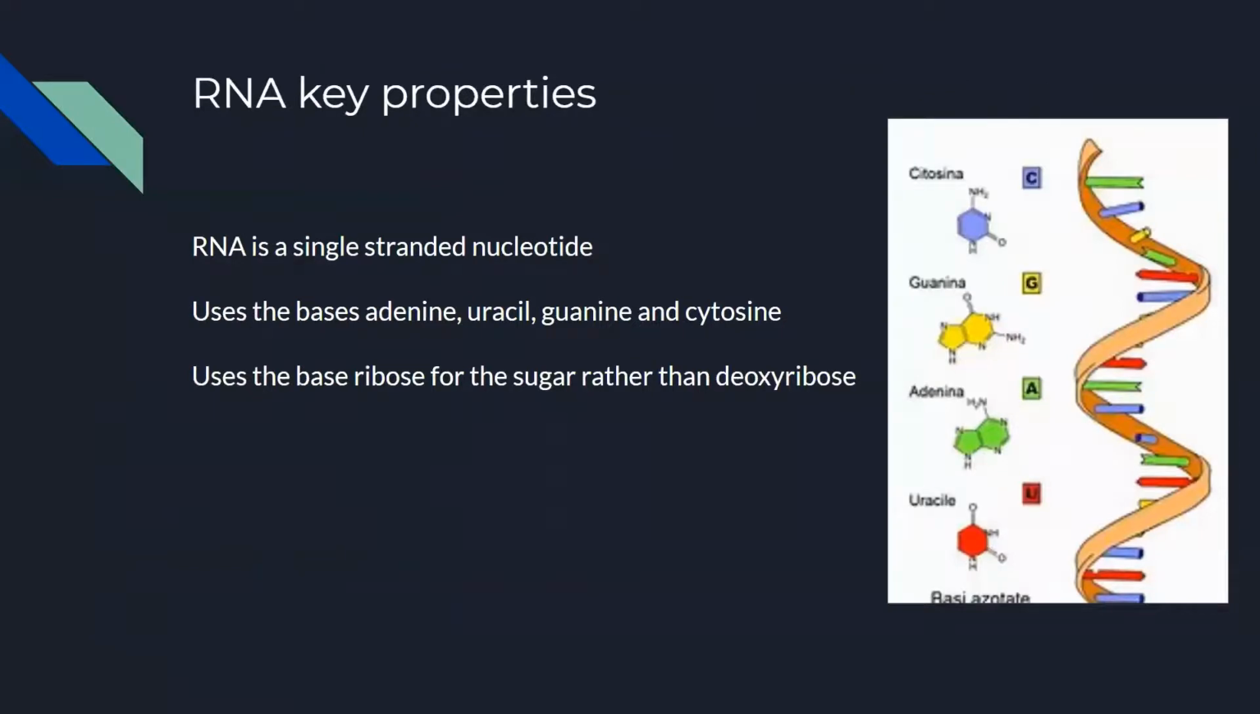So what is RNA and what are the key properties of it? So RNA is a single-stranded nucleotide. It's made up of the bases adenine, uracil, guanine, and cytosine. The base that's been substituted has been uracil for thymine. It also uses the sugar ribose rather than deoxyribose. We'll go into RNA in more detail later in another presentation.